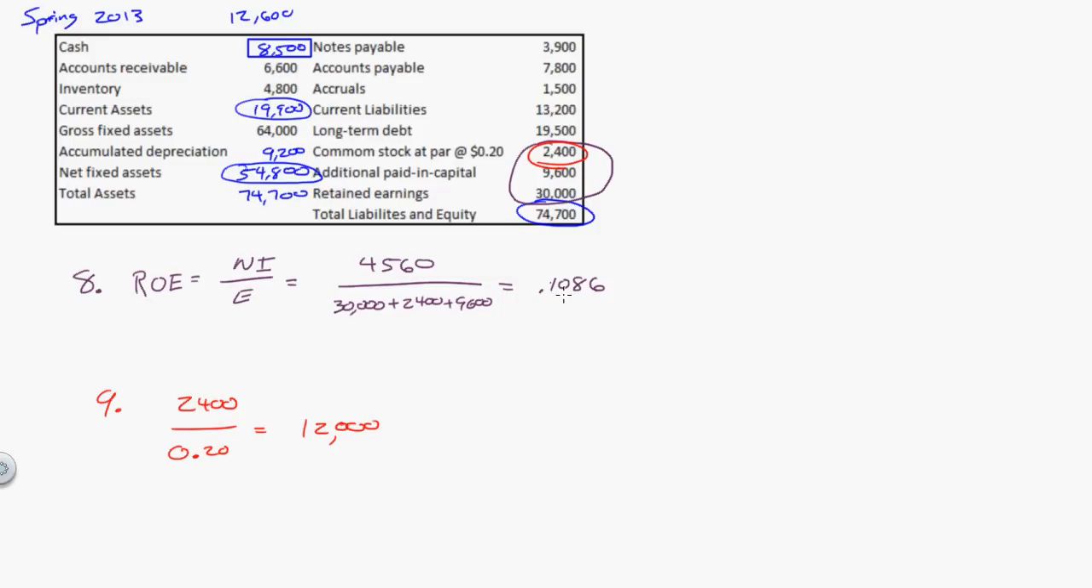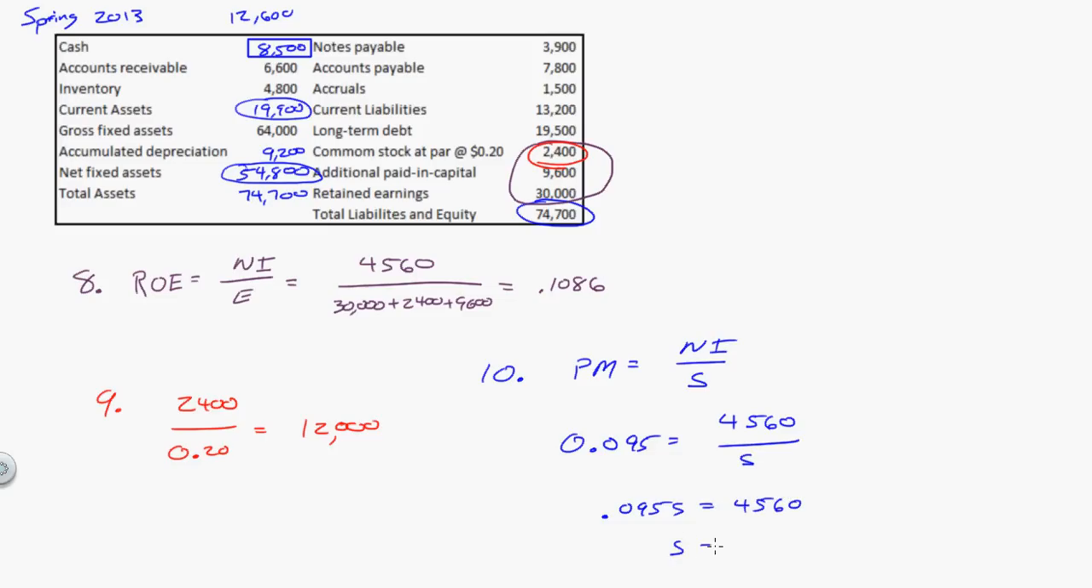All right, now let's look at question number 10. Question number 10 is, given the net profit margin, what were sales? Well, I know my net profit margin is equal to net income over sales. I have a formula sheet that tells me that. The net profit margin is 9.5%. Net income is 4,560. Sales is what I'm looking for. So just solving algebraically, I can find that sales is equal to 4,560 divided by 0.095, which is equal to $48,000. So that's questions 1 through 10.